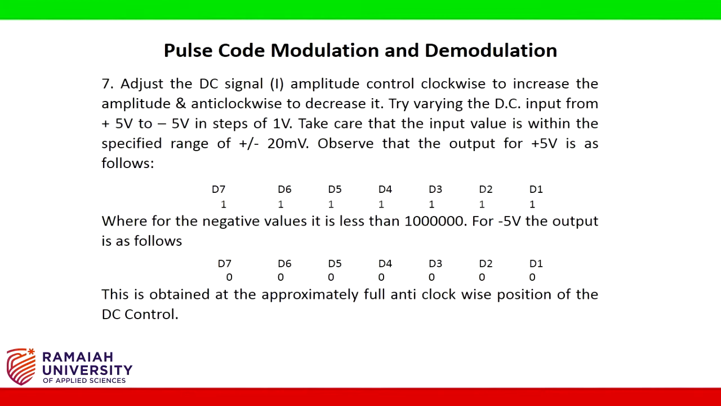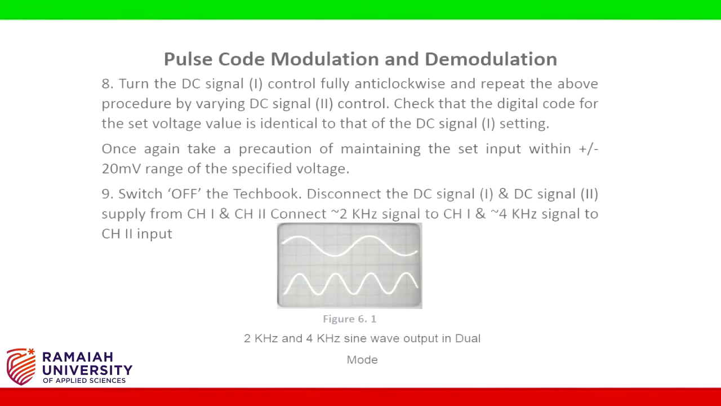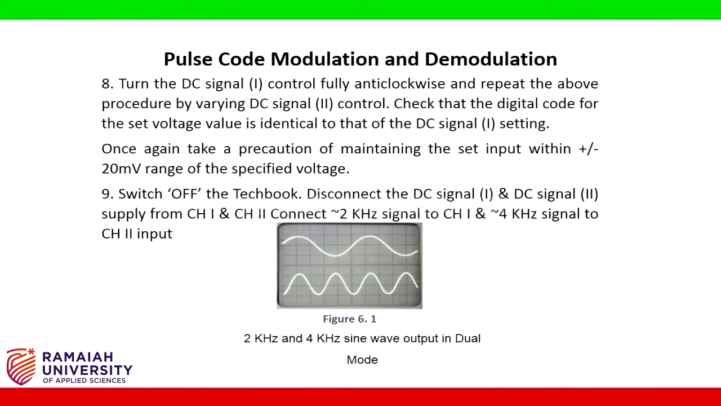For minus 5 volt the output is as follows. D7 is 0, D6 is 0, D5 is 0, D4 is 0, D3 is 0, D2 is 0, D1 is 0. This is obtained at the approximately full anti-clockwise position of the DC control. Turn the DC signal 1 control fully anti-clockwise and repeat the above procedure by varying DC signal 2 control. Check that the digital code for the set voltage value is identical to that of the DC signal 1 setting.